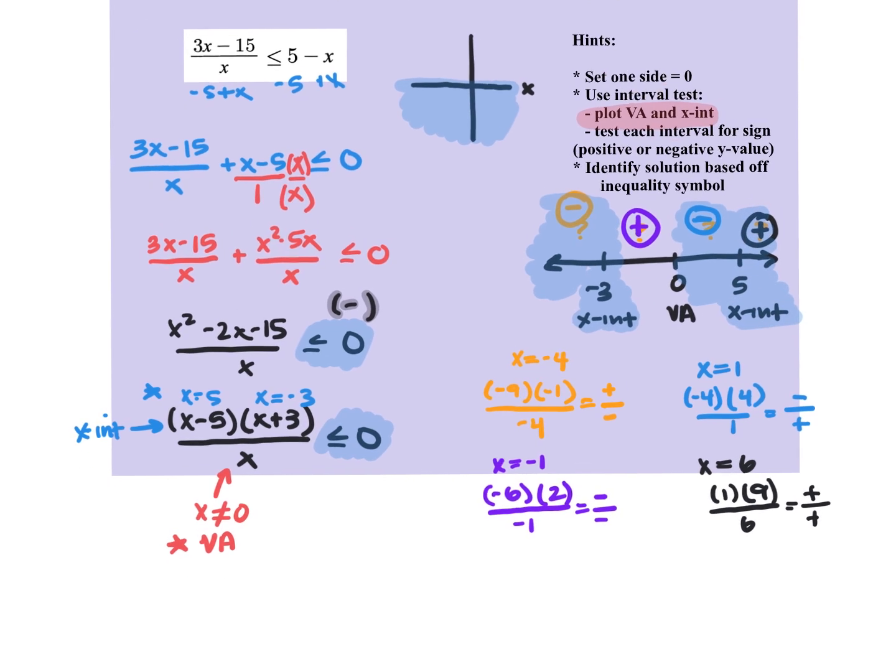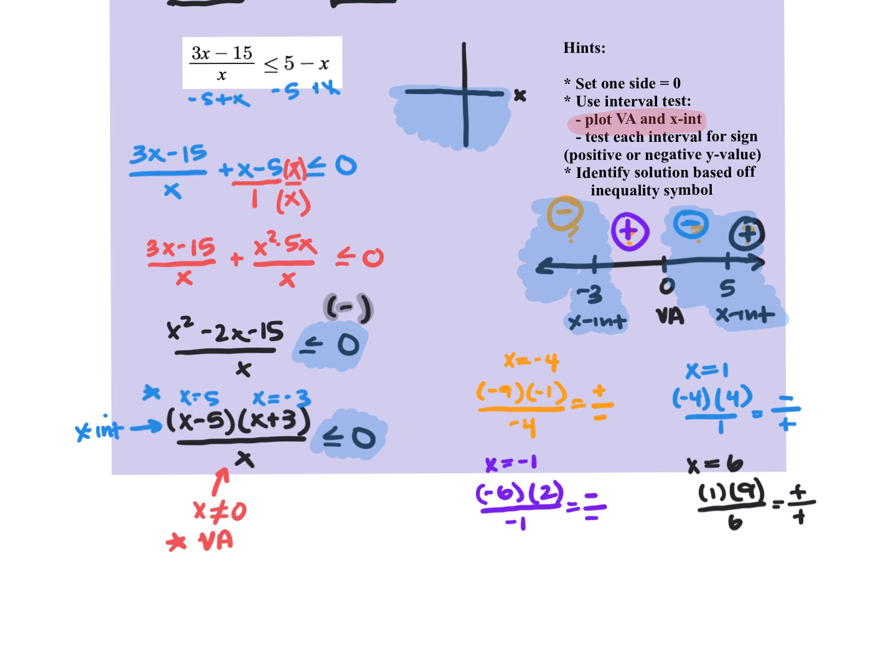0 does not get to be part of my solution because it is a vertical asymptote. That x value is not something that I can plug into that expression on the left-hand side. Otherwise, I'd be dividing by 0. So I'm going to define my solution in interval notation.